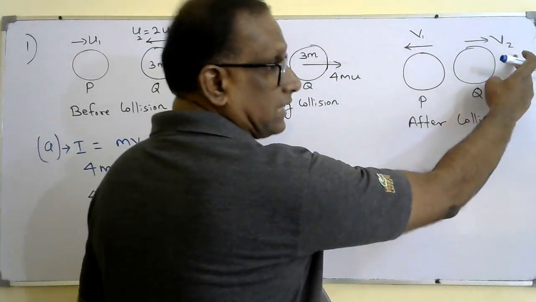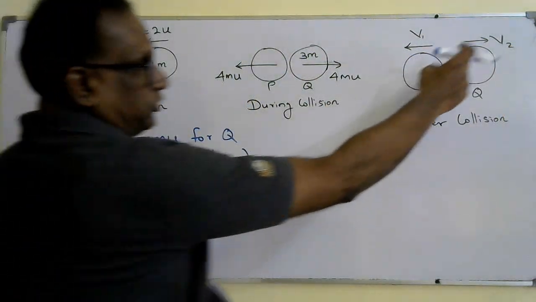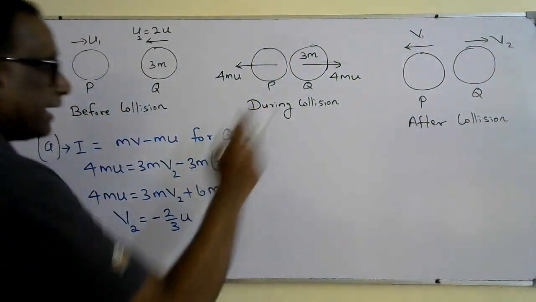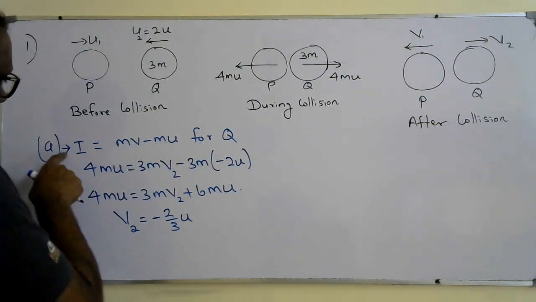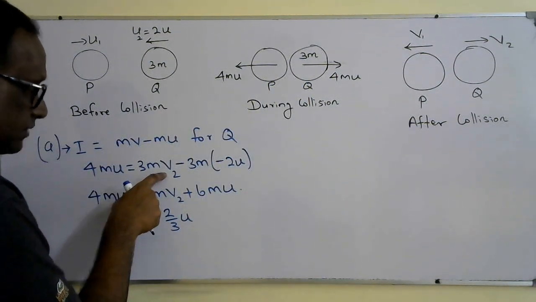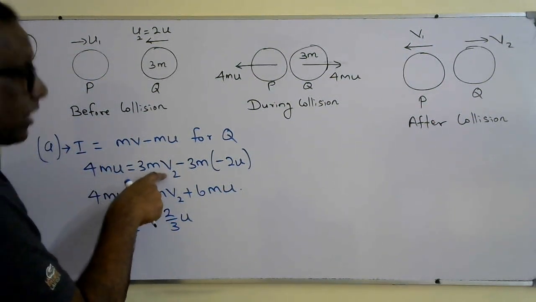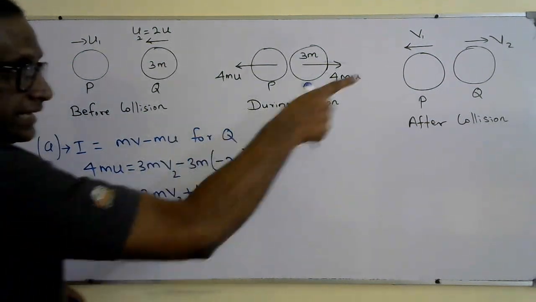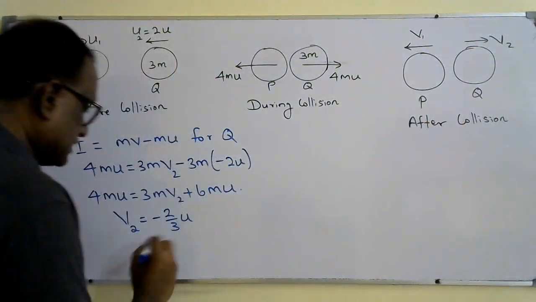I took it towards right after collision. When I took after collision, it is positive. I took the velocity after collision for Q is towards right, and I used the same sign because towards right I took it. So here I took the impulse on Q towards right and the velocity towards right. So that's the reason I substituted v2 positive. When I solve it, I am getting negative, means the direction is not towards right. What I took is not correct. It must be towards left.